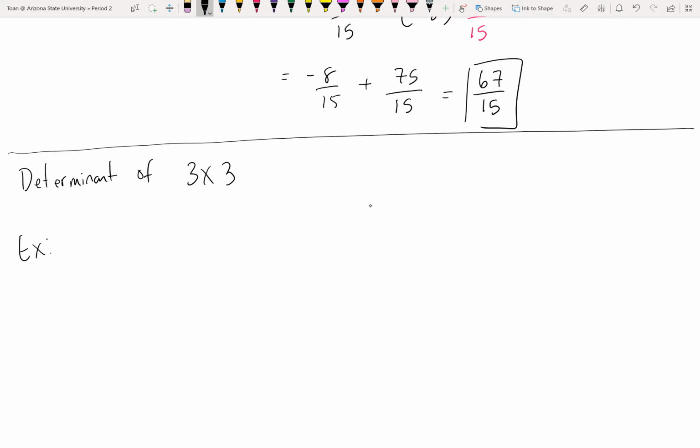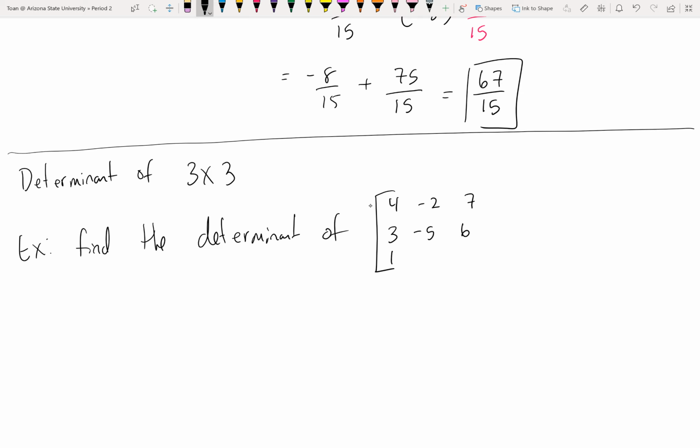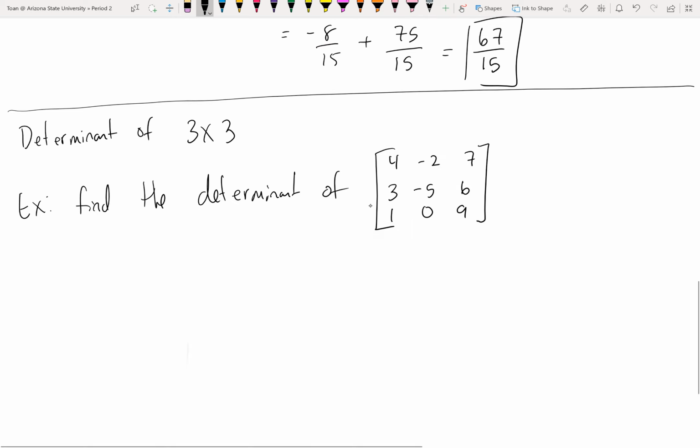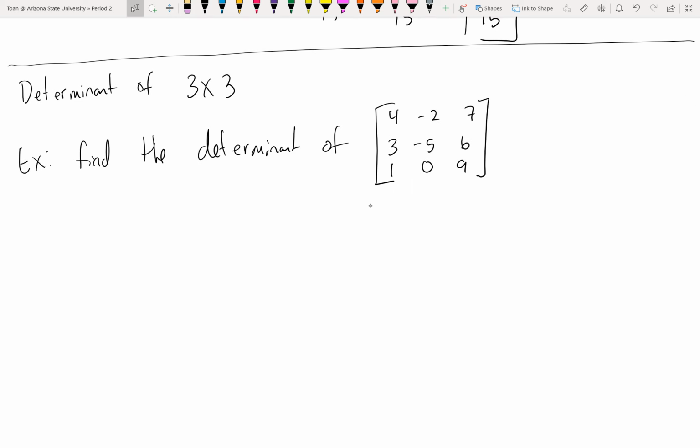So let's find the determinant of, spew out some numbers. Remember, we're solving this, so keep it reasonable. 4, -2, 7, 3. Let's make that negative. 6, 1. Let's toss in a 0 and then a 9. So if you had to find the determinant of a 3 by 3, this is the technique.